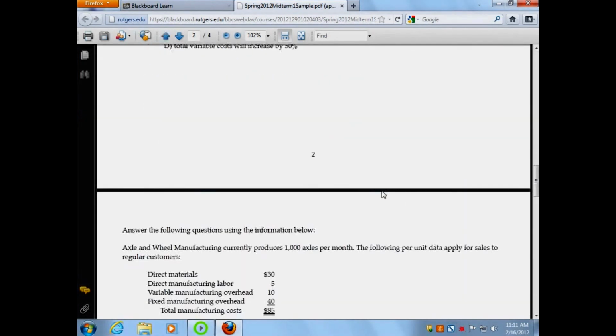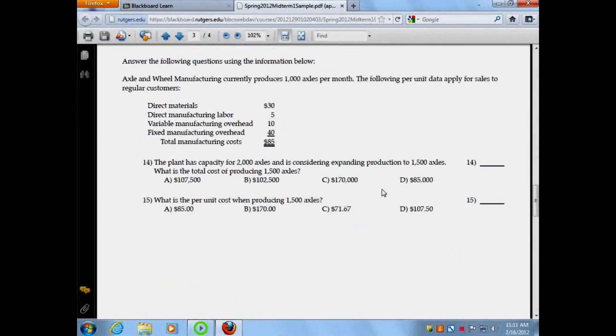Similar question, axle and wheel. Axle and wheel makes 1,000 axles a month. And here are the per unit data. So again, these are all costs per unit. Direct materials cost 30 per unit, labor is 5 per unit, variable overhead is 10 per unit, and fixed overhead is 40 per unit.